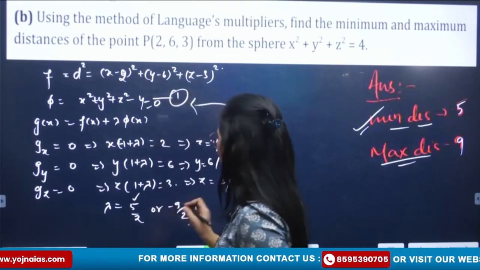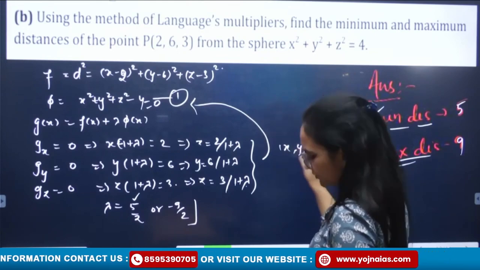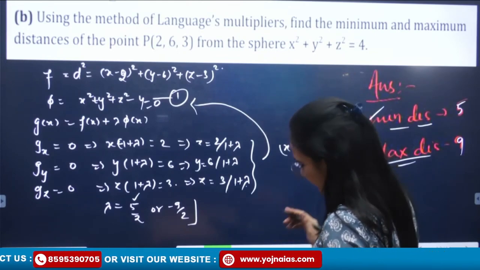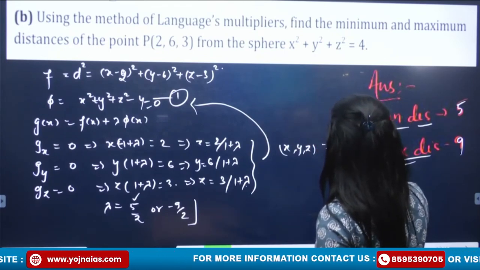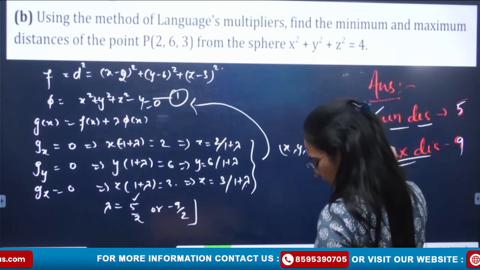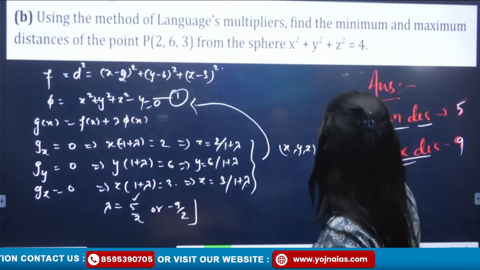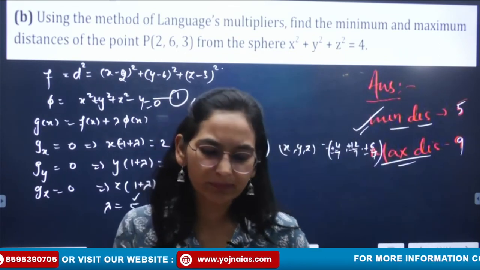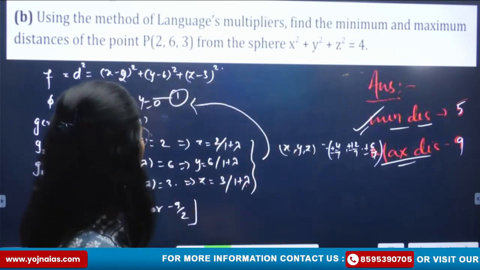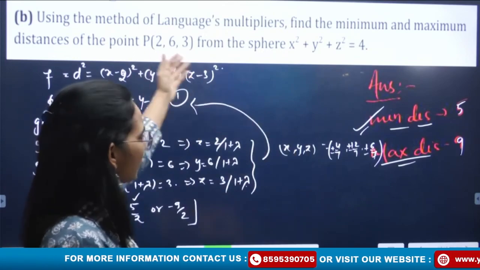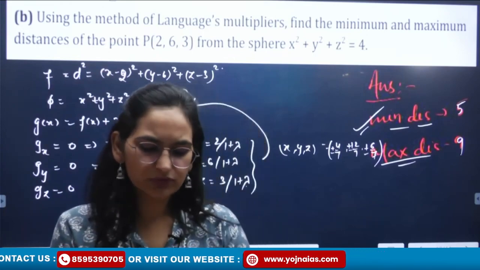Ye lambda nikalne ke baad what will you do? You find out x, y, z. So once the point would be x, y, z, kya hoga? 4 by 7, 12 by 7, and these are plus minus, and this would be plus minus 6 by 7. So put these values, the plus put karoge, you will get minimum values, and the minus put karoge, you will get maximum values. अरे भाई बीच में minus sign है ना, तो plus वाला कम होके कम बना देगा, minus वाला add होके ज़्यादा बना देगा. And these are the values.